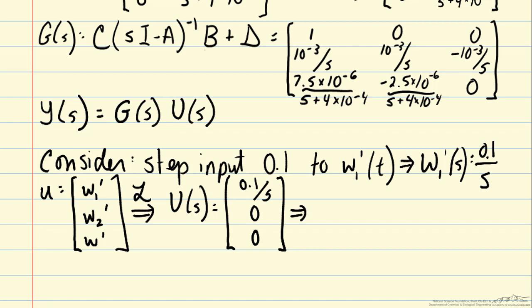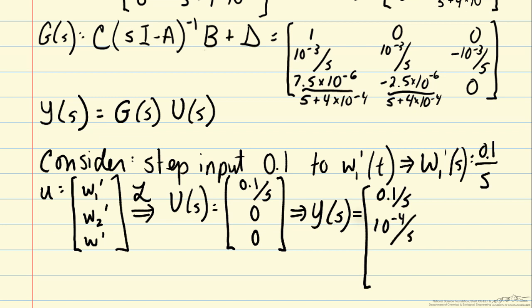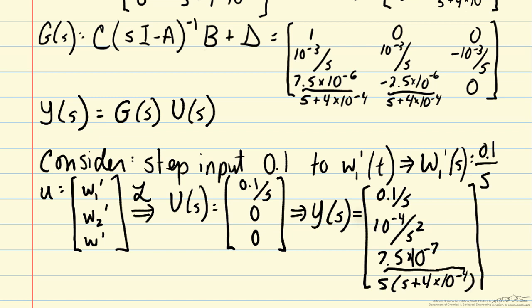In this example, we can write Y(s) as the product of G(s) and U(s), and get 0.1 over s, 10 to the minus 4 over s squared, and 7.5 times 10 to the minus 7 over s times (s plus 4 times 10 to the minus 4). Just by multiplying the matrix G(s), which is a 3 by 3 matrix, times the column vector U(s), which has 3 rows.